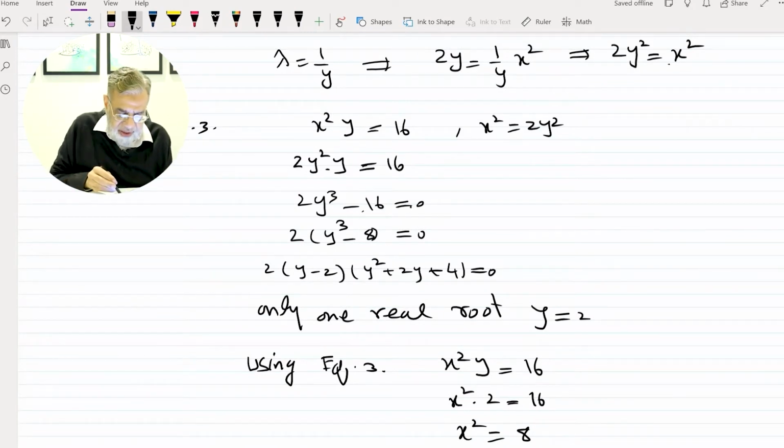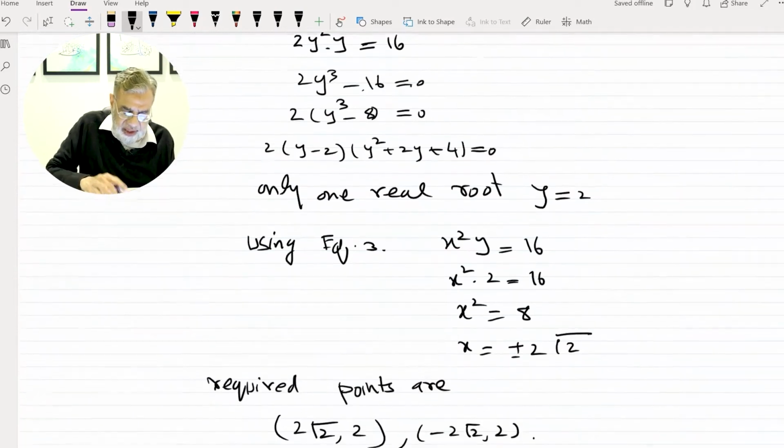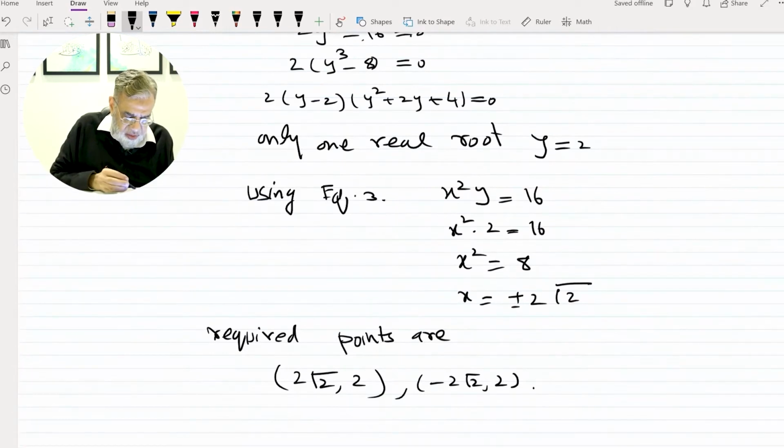Now I substitute this y equal to 2 in my equation 3, I get the value of x. We get here 2x square equal to 16, and x square is equal to 8, and we take root of both the sides, we get x equal to plus minus 2 root 2. So here we get 2 points, 2 root of 2, 2, and minus 2 root of 2, 2.